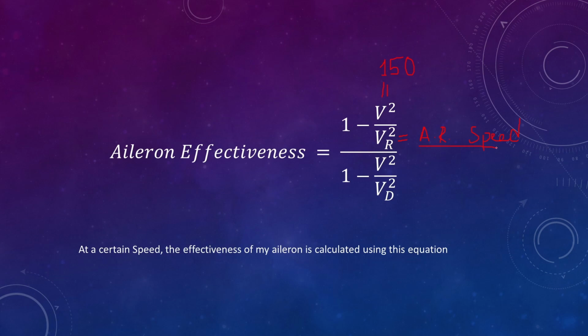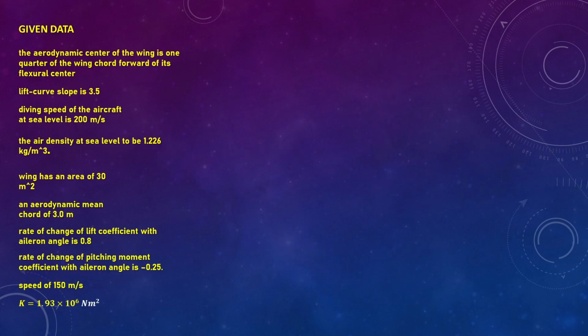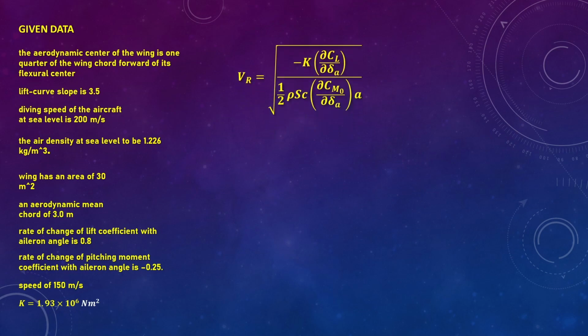V_R is the aileron reversal speed. We need to find out this one from the previous equation. Using the previous equation, we need to find this particular value, and this V is 150 and this V_D is 200. It's given in the math, right? Okay, these are the given data and we just need to input those values. Let me help you with inputting those values. K is this one.